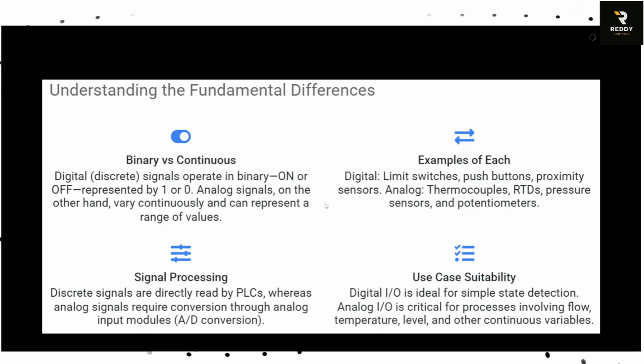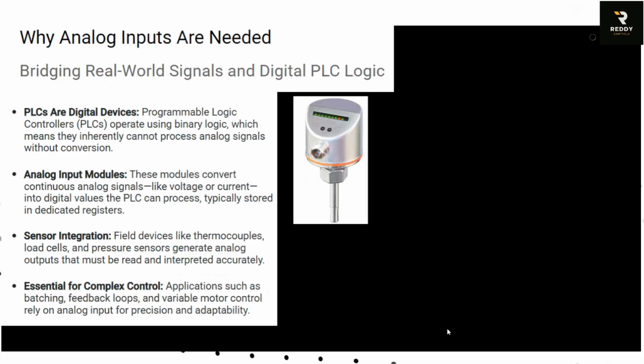Analog signals, on the other hand, vary continuously and they can represent a range of values. Examples of digital signals we talked about are push buttons or a proximity sensor. Examples of analog signals are thermocouples, RTDs, pressure sensors, and potentiometers. For signal processing, discrete signals are directly read by the PLCs, whereas analog signals require conversion through analog input modules or analog to digital conversion modules. For use case suitability, digital IO is for simple state detection, whereas analog IO is for process monitoring, including flow, temperature, level, and other continuous variables.